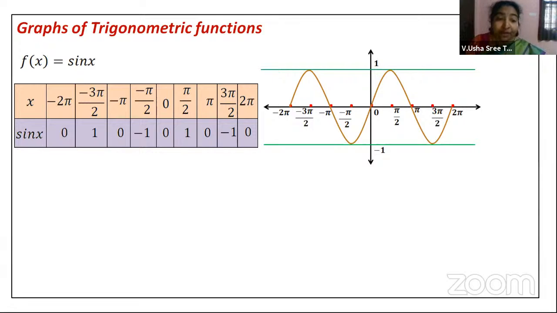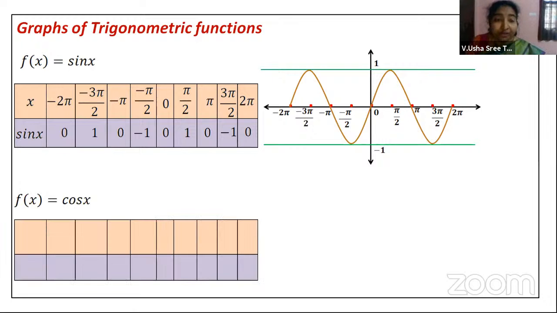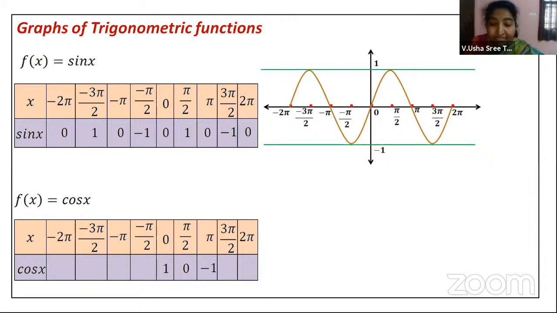Now we'll try to take another function, that is the cos function. Here again we will consider the table, children. The same standard values we will try to take. Then cos 0 is 1. Cos 90 will be 0. Cos 180 is minus 1. Cos 270 is 0. Cos 2 pi, that is 360 degrees, is 1.